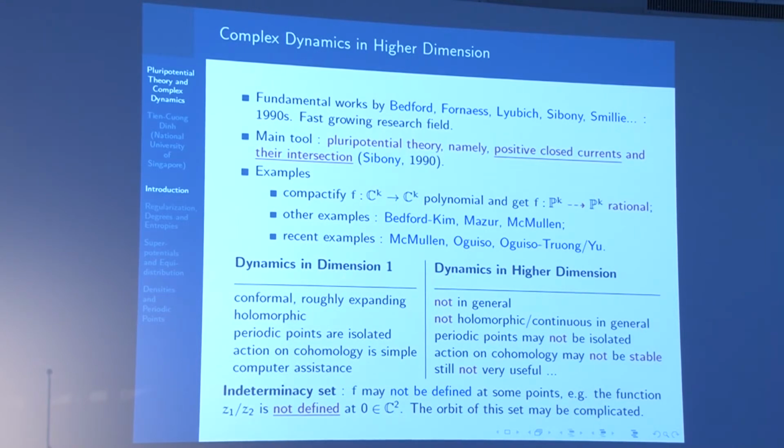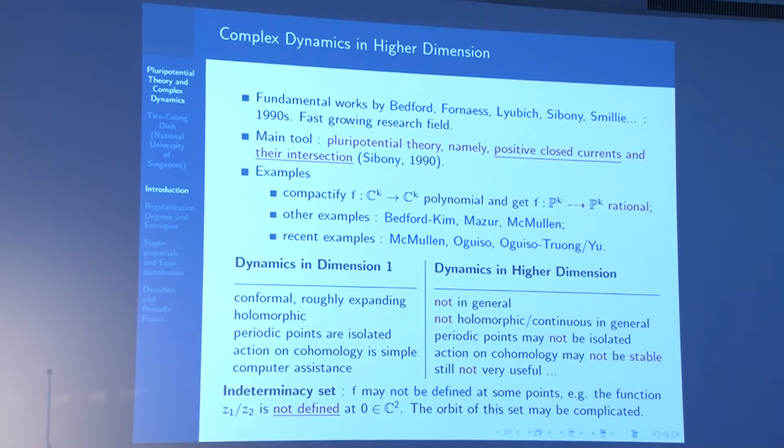And the system here is holomorphic in dimension 1, but it's not always continuous in general, because you might have some singularity. For example, you see here, in C^2, you consider the function z1 over z2. When z goes to 0, the limit depends on the direction in which you go to 0. So you don't have a value of this function at the point 0. This is a new problem in higher dimension, and the orbit of the singularities might be complicated. This is a big problem for the theory.